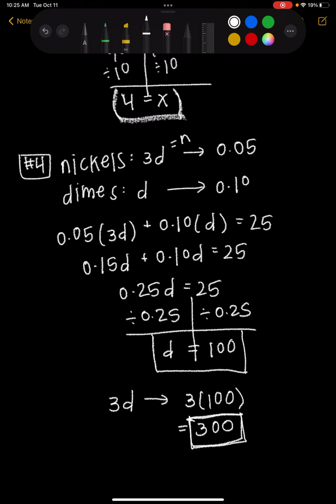So these word problems definitely are a little bit harder to set up, but I think that I gave you examples of all the different sections that you would have. Once you get them set up, they're actually pretty easy to solve.